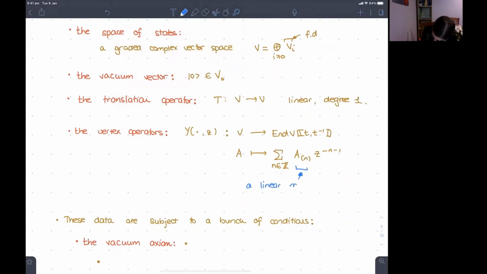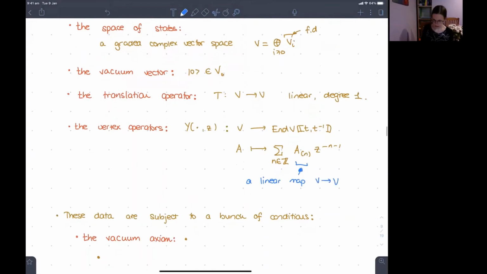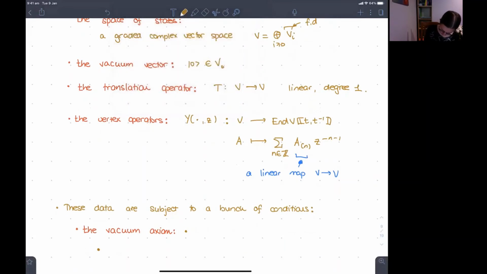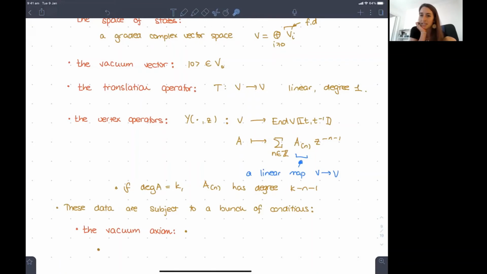from V to V. And if A was a homogeneous element of degree k, then we want A sub n to be a homogeneous element of the endomorphism ring. So we want it to have degree k minus n minus 1. So that minus n minus 1 should be... So, should there be z's somewhere? Or your z's be t's? Yes, thank you.